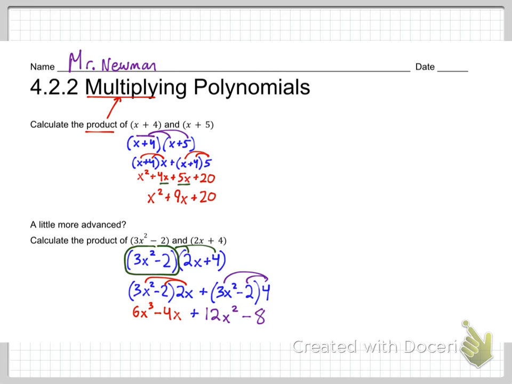So there are no like terms here to combine, but it would be good to rewrite it in standard form. So let's put the 6x cubed first, plus 12x squared, minus 4x, minus 8.